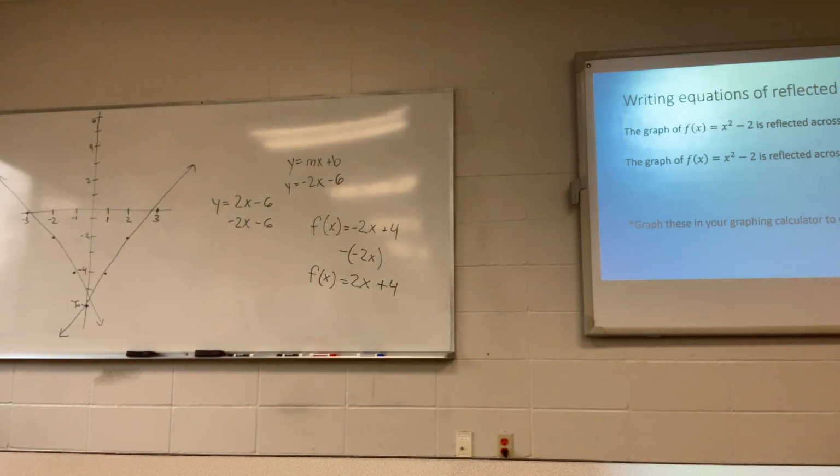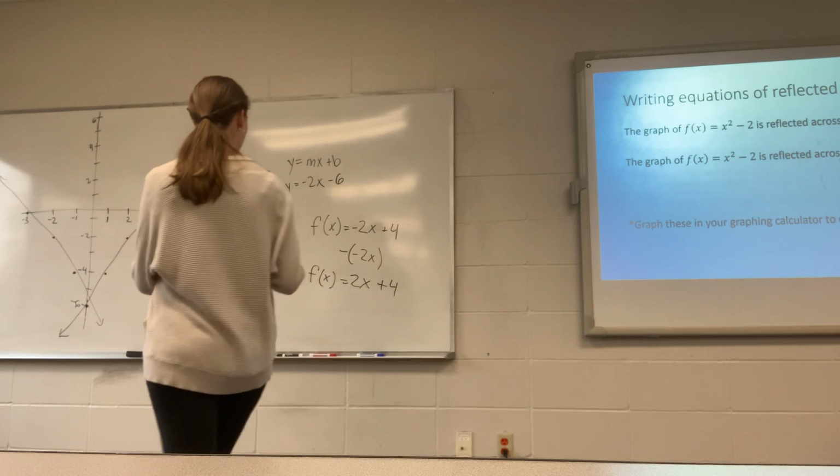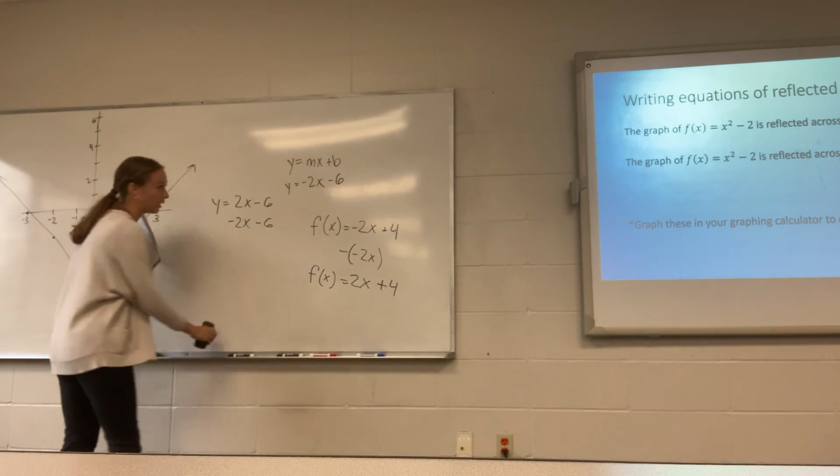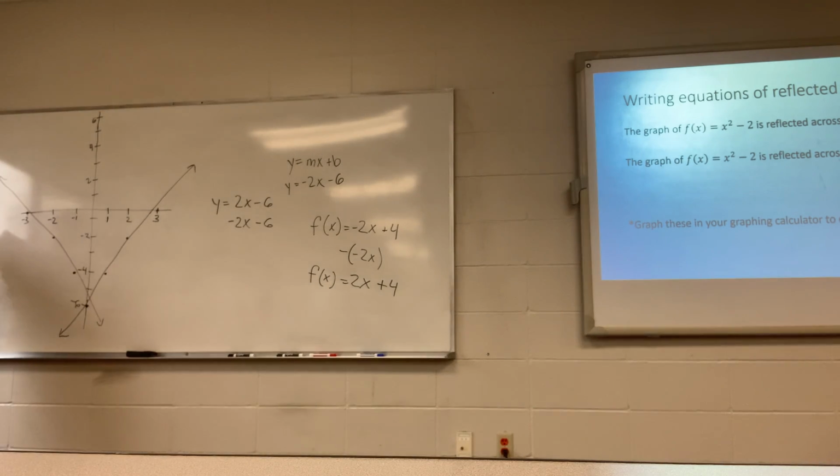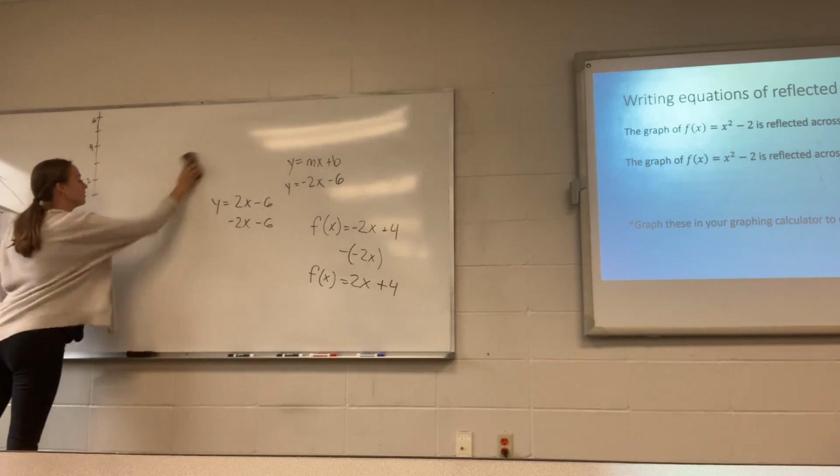Okay, so let's just do a couple more. So it says writing equations of reflecting graphs. So I have f of x is equal to x squared minus 2, and we're reflecting it across the x-axis.